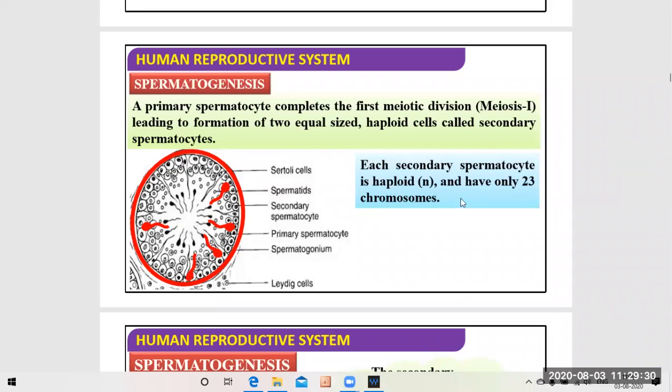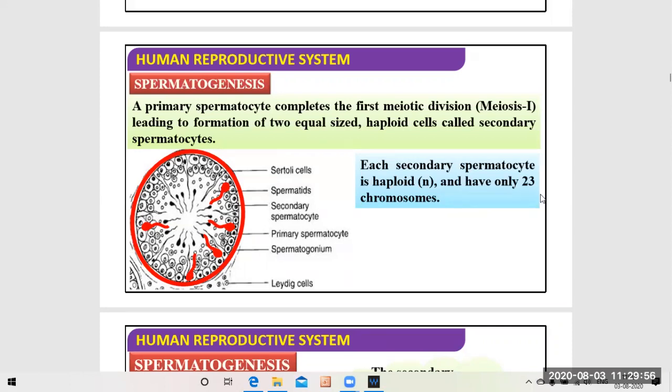How many chromosomes? 23. So there is a mathematical formula. 23 chromosomes means it is haploid, and double, 46, means it is diploid. From the 23 chromosomes, the duplicate number means autosomes also get duplicated and sex chromosomes also get duplicated. So that is the 46.